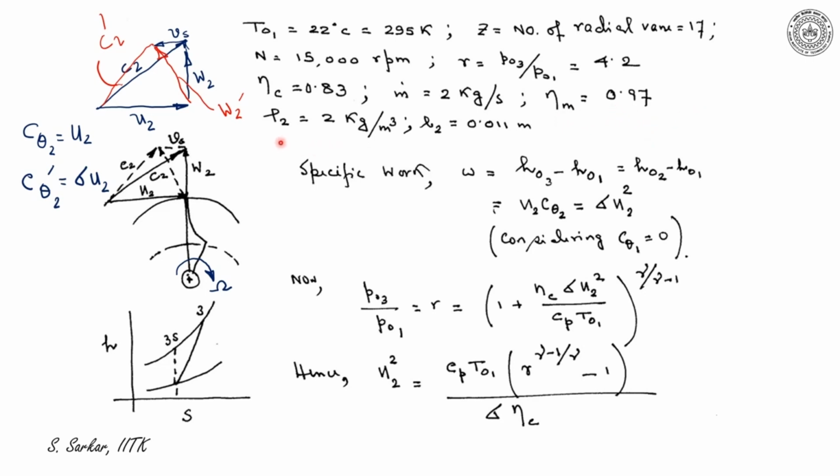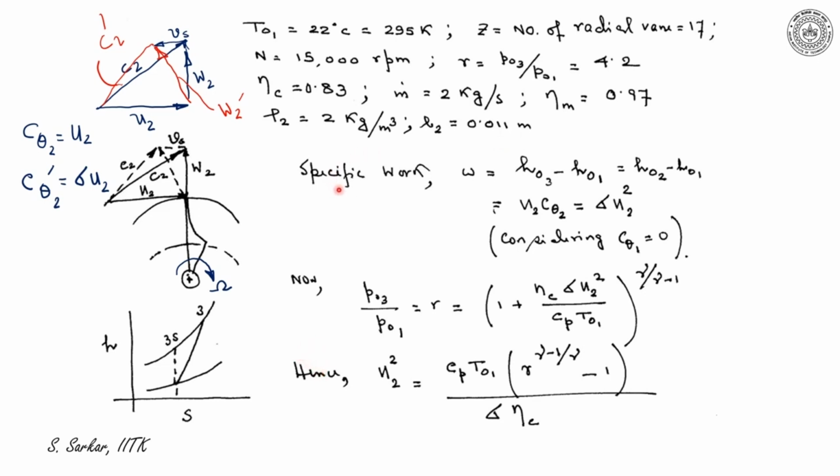M dot, mass flow rate through the machine, 2 kg per second. Mechanical efficiency eta M is equal to 0.97. Rho 2, density of air at exit, equal to 2 kg per meter cube. B2, the width of the impeller at exit, is 0.011 meter.